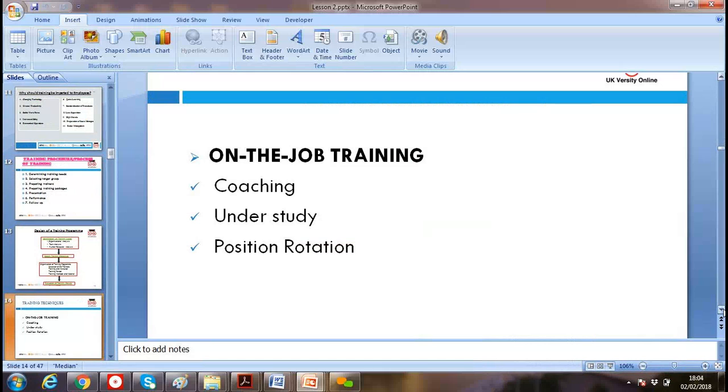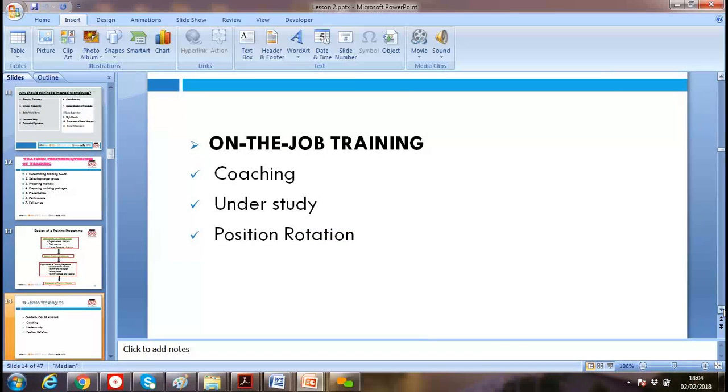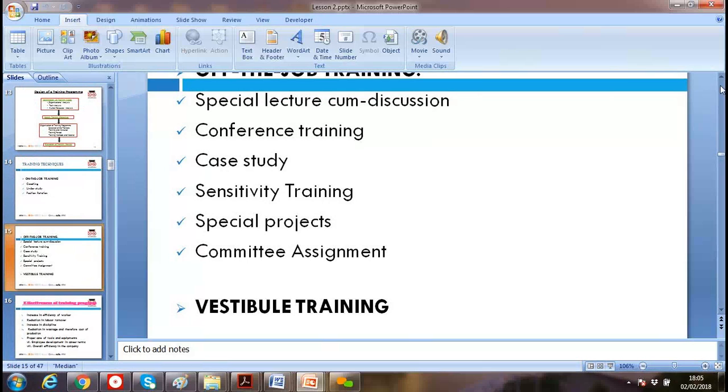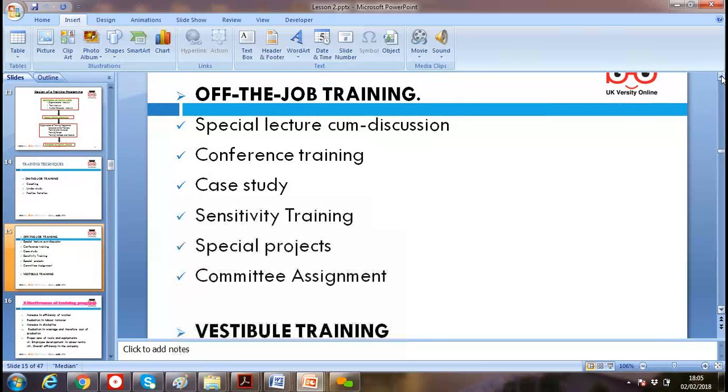Okay, on-the-job training could be coaching, understudy, and position rotation. That provides training as a part of training. You're going to a different department, and you're learning as well. Other training could be on-the-job training and off-the-job training. On-the-job, you do training within doing the job, and off-the-job you are sent to attend other organizations, other places.